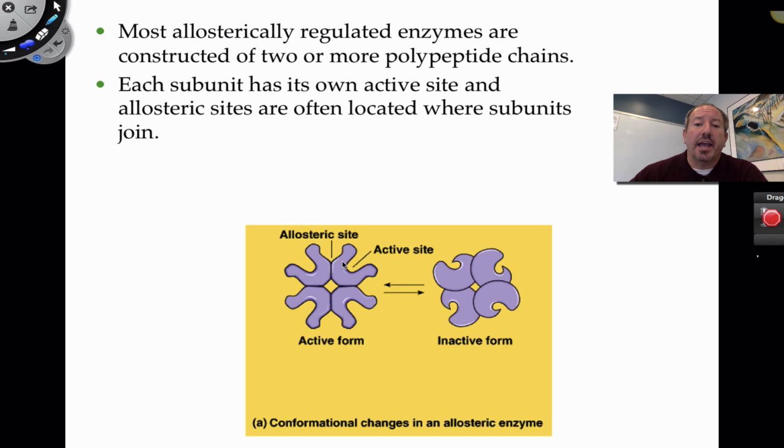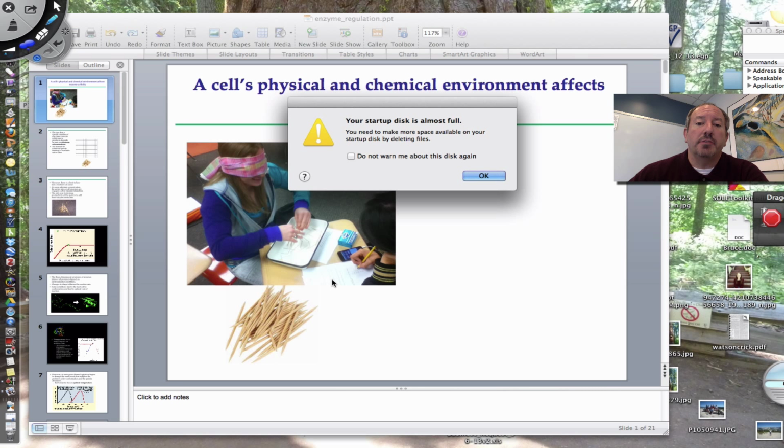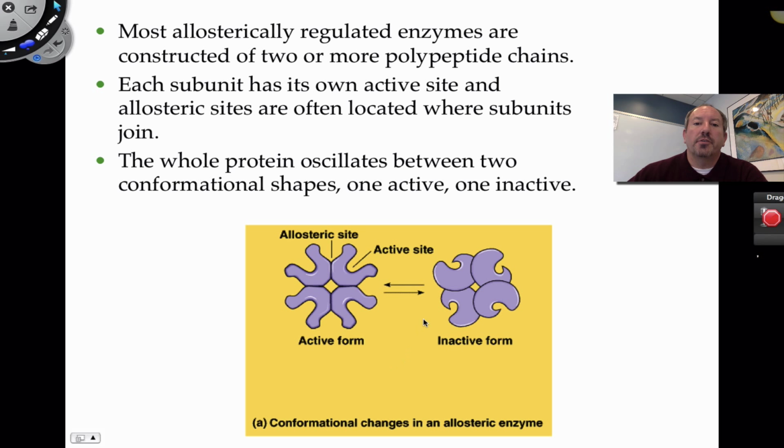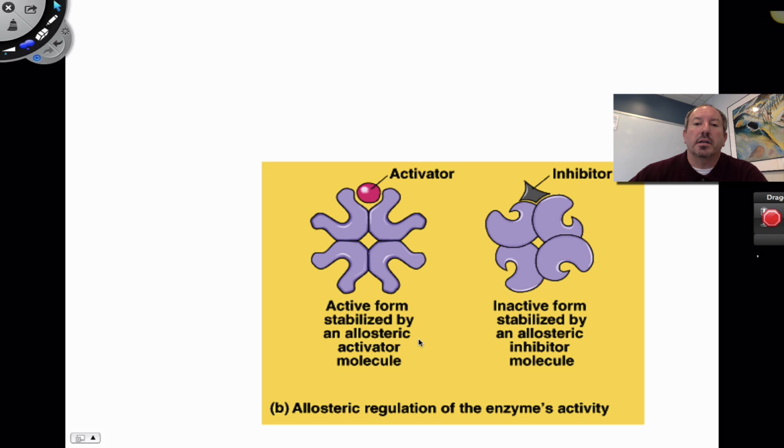Most of these allosteric enzymes, in other words, enzymes that are capable of being regulated, usually are more than one polypeptide chain, so they're often quaternary. Okay, so this means that there's an allosteric site and an active site, and so they can oscillate between being really good and not being very good. And both of these are good, because sometimes you want the chemical reaction to go slowly, and sometimes you want it to go quickly. And so the protein oscillates depending on what the conditions are.